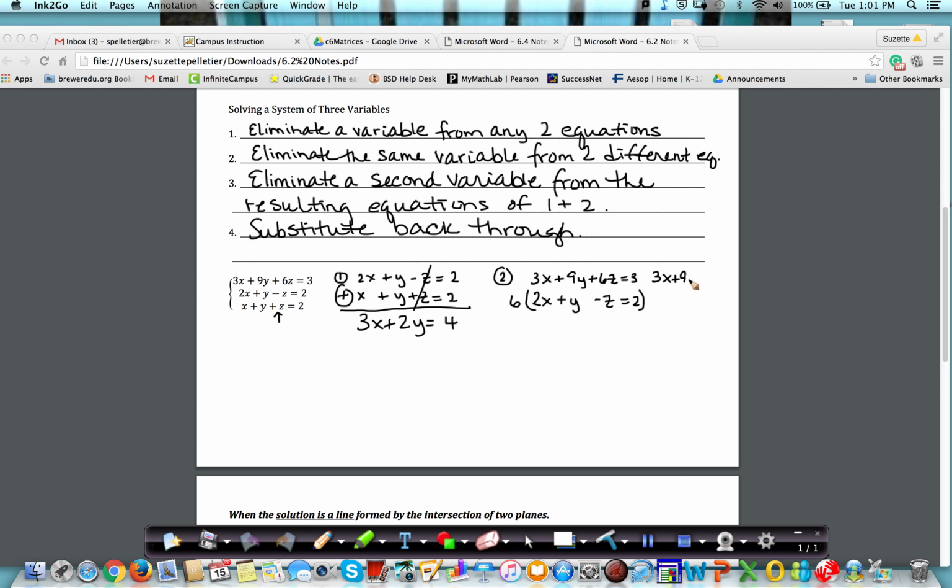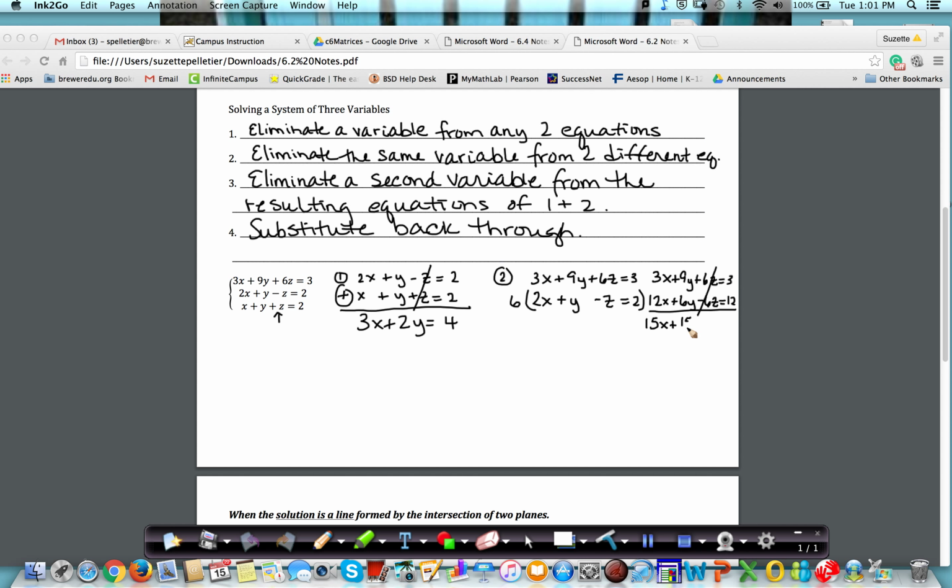And the bottom equation, once I distribute the 6 among every single item, is going to say 12x plus 6y minus 6z, sorry, this is a plus up here, equals 12. Add them together. The z's are a zero pair. So I get 15x plus 15y equals 15. So step 1, check. Step 2, check.